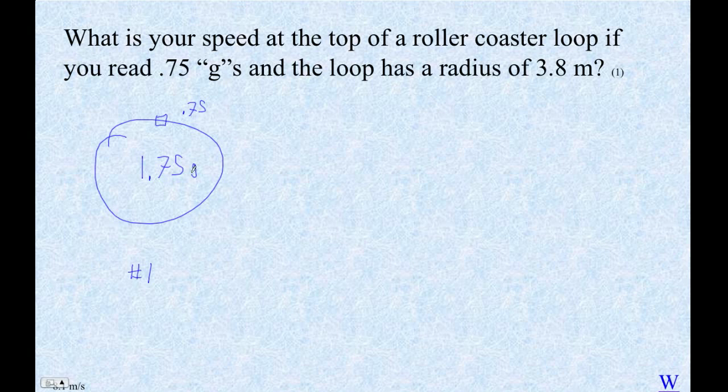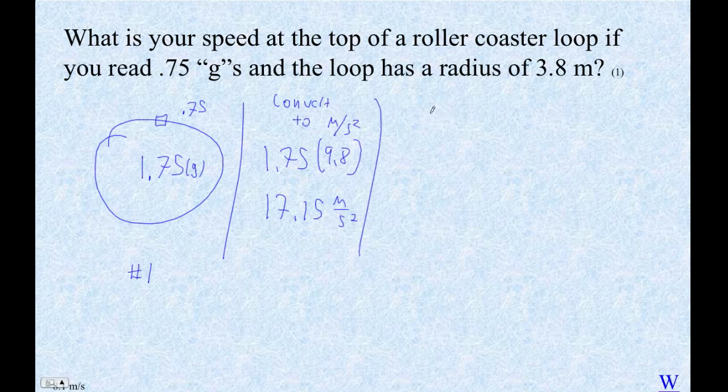Okay? The next step is very simple. We can't use our formulas with G's. We have to use meters per second squared. So we're going to go 1.75 times 9.8, and we're going to turn that into meters per second squared. So 1.75 times 9.8 is 17.15 meters per second squared, right? So this is convert to meters per second squared, right?